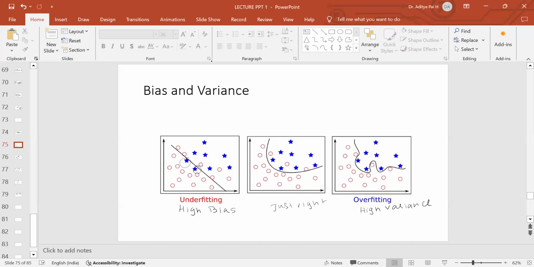Now what you do is try to fit all the data very accurately. Fitting very accurately means it is overfitting. So when it is overfitting the data, it is known as high variance.